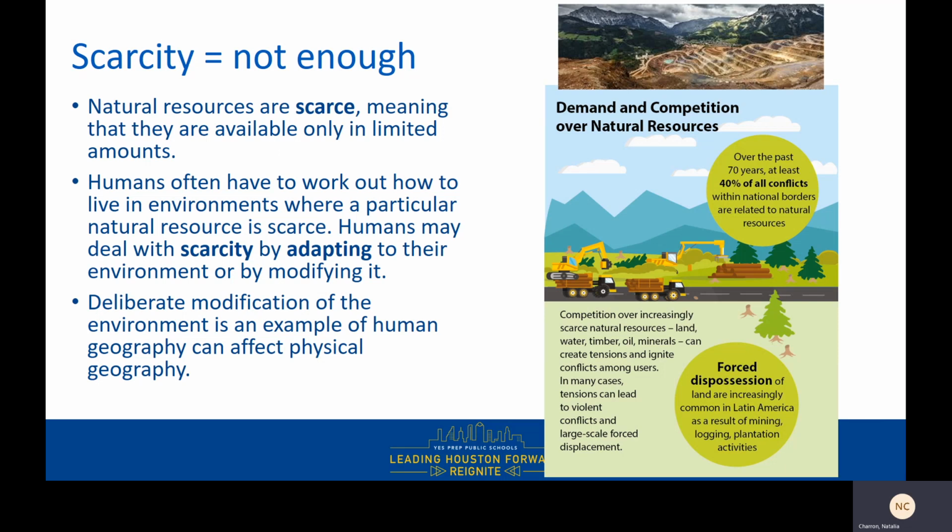People deal with this scarcity by adapting to their environment or by modifying it, by changing it. Right? So if we live in a place where there's not very much water, we will use less water. We adapt to our environment. If we live in a place where there is no land to farm because there are forests everywhere, we can modify our environment by chopping down the forests and making farmland. This is not great for the environment, but it is a thing that people tend to do. When people modify the environment deliberately or on purpose, that is an example of how human geography can affect physical geography.